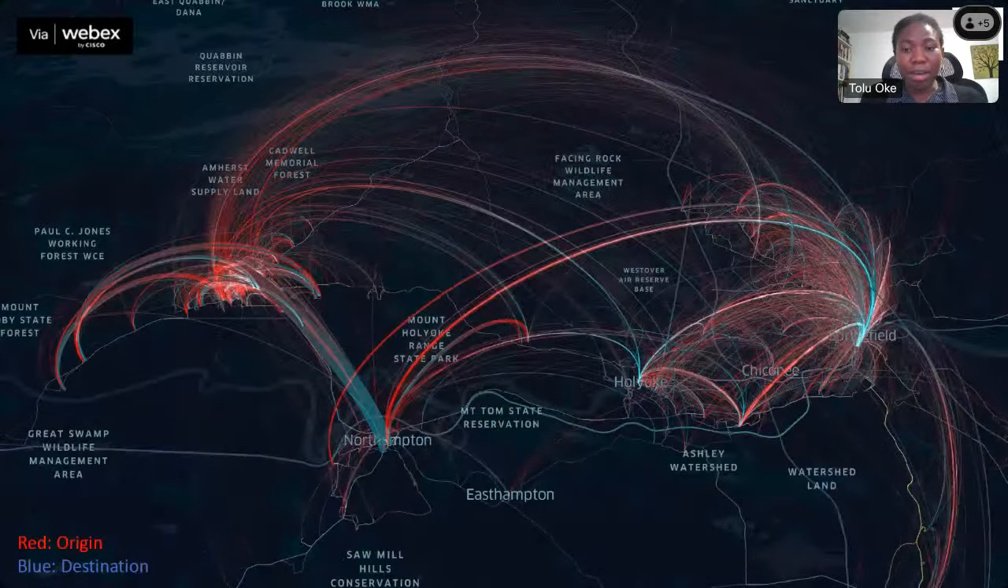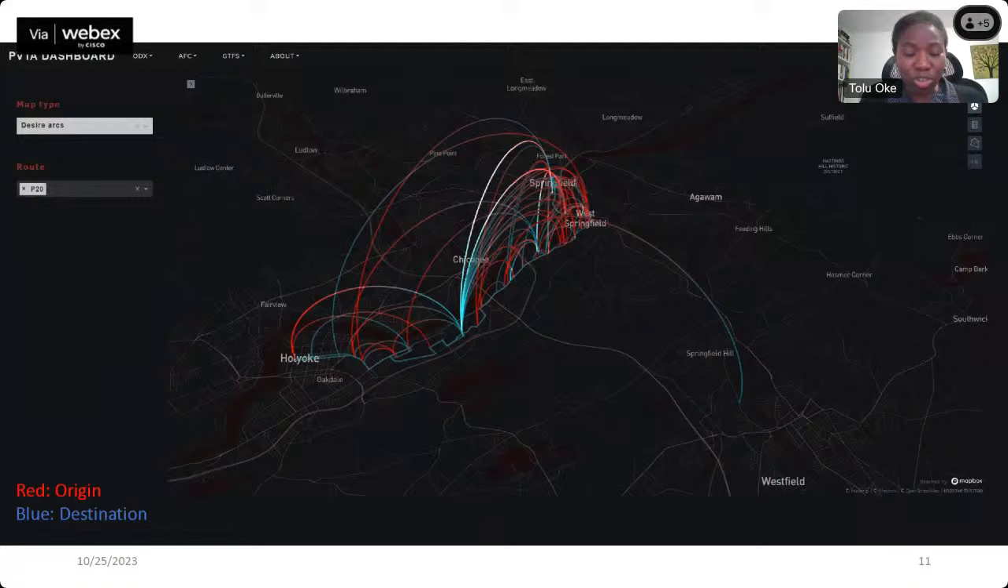So here I'm just showing a full network of arc maps showing, across the system, where people were getting on in red and where they were getting off the buses in blue. So you can see, from just having that point information before, now we have these full arc maps of where people are, how people are moving and propagating through PVTA's service network. Next slide, please.